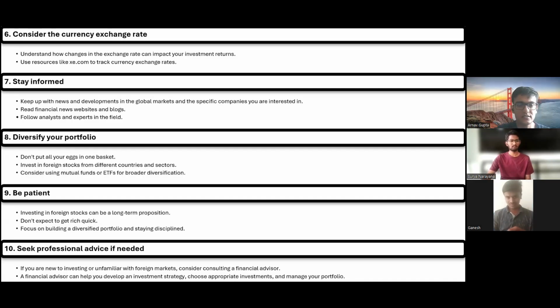Sixth, consider the currency exchange rate. Understand how changes in the exchange rate can impact your investment returns. Use resources like xe.com to track currency exchange rates.